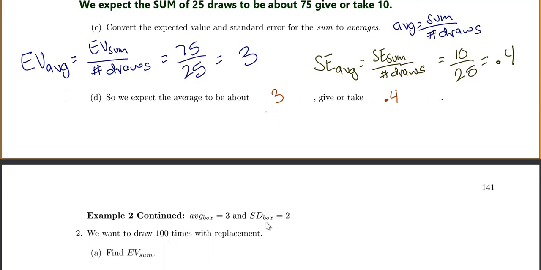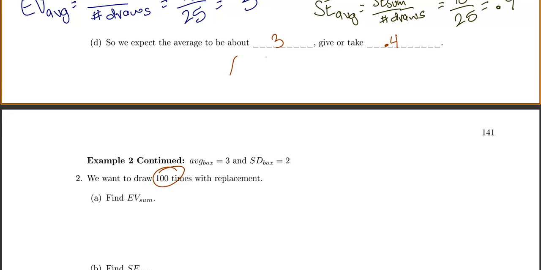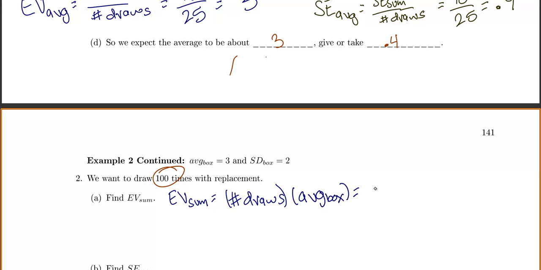So let's continue our example. So once again, we have the average of the box is 3, the standard deviation of the box is 2. Now let's see what happens if we draw 100 times. So the expected value of the sum is equal to the number of draws times the average of the box. So this is going to be 100 times 3, which gives me 300.